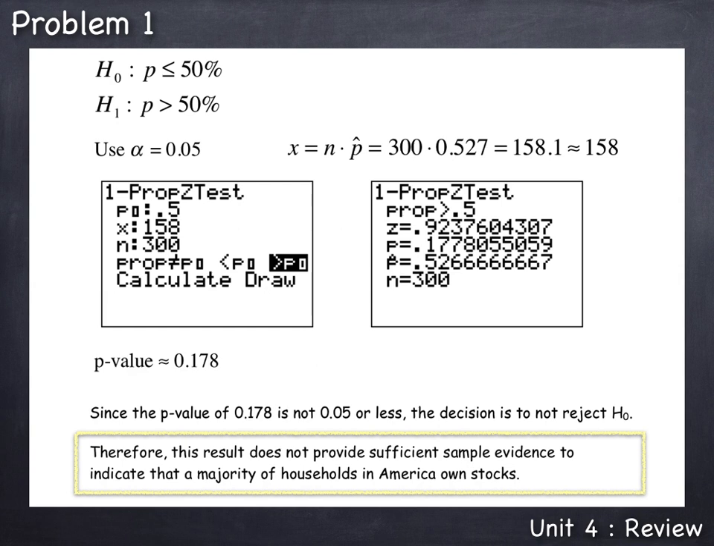You need to clearly show that the reason was because the 0.178 or 17.8% was greater than the 0.05 or 5%. And then based on that decision, in this case to not reject, you then have to answer the original question in words of the problem, interpreting what that decision means. In this case, not rejecting H0 means we do not have sufficient sample evidence to support H1. So that's why we answer this question as no. Therefore, this result does not provide sufficient sample evidence to indicate that a majority of households in America own stocks.